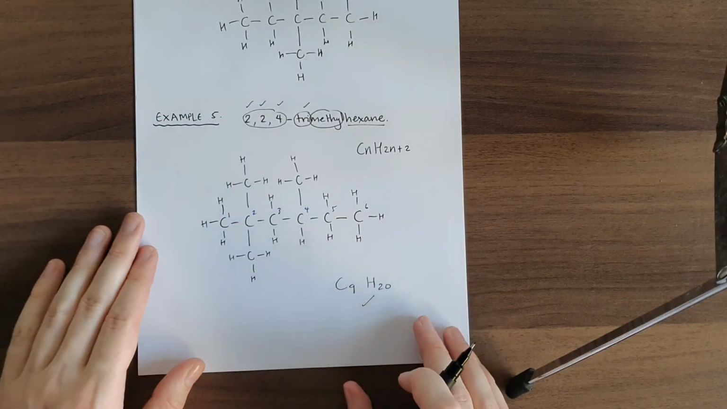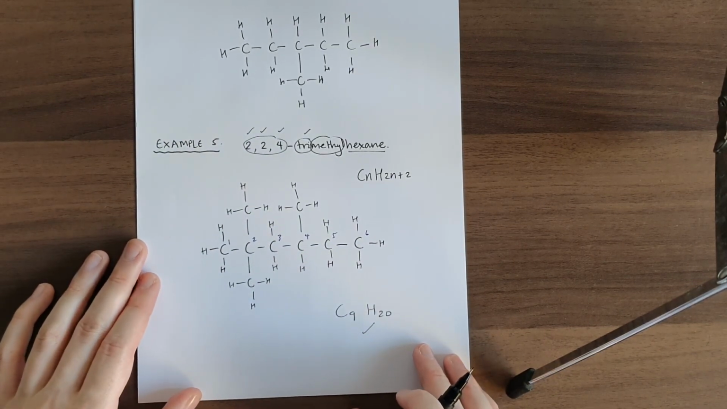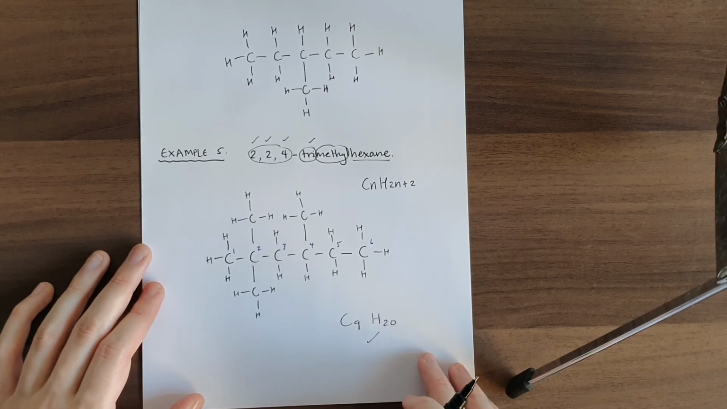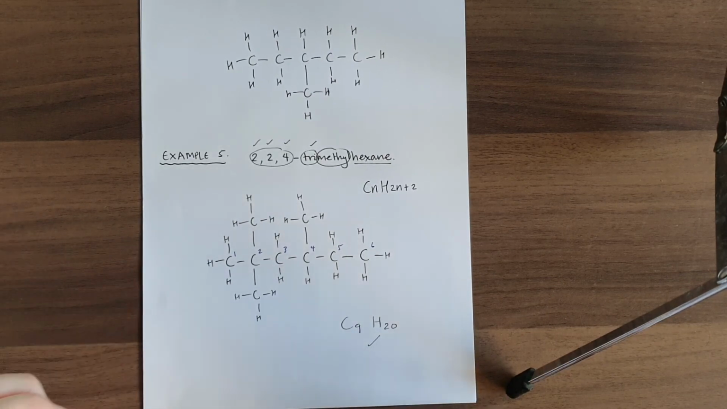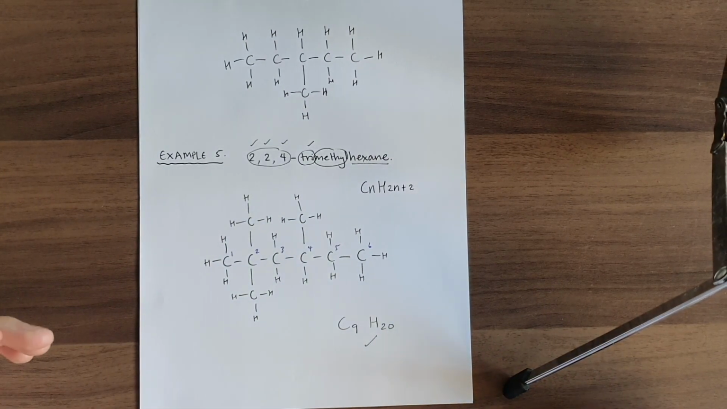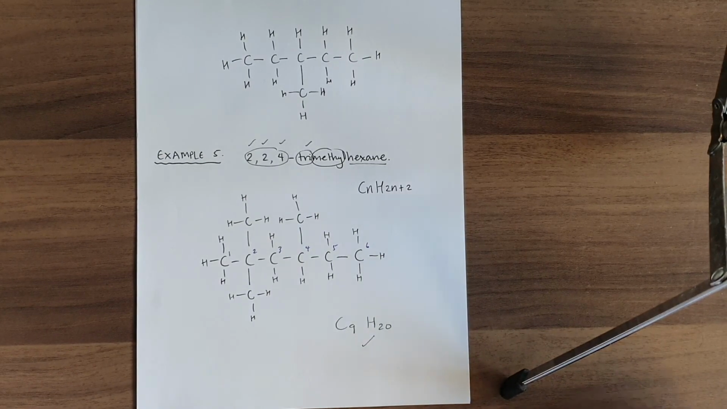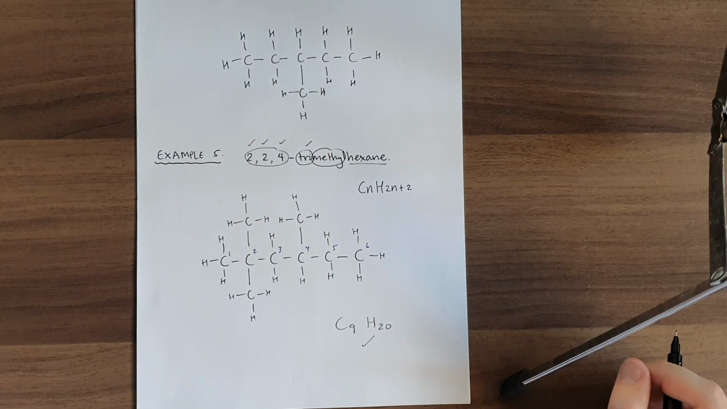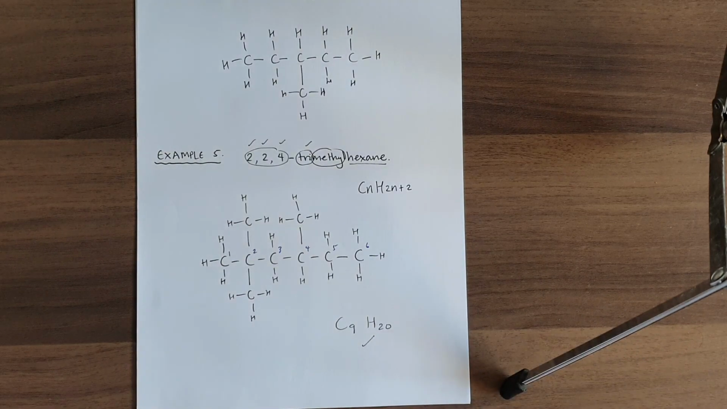And that is how we systematically name alkanes. In future videos, I will explore how to systematically name our other homologous series that we've looked at, so the alkenes and the cycloalkanes as well. But for just now, these are the basic rules that you need to follow to systematically name alkanes.